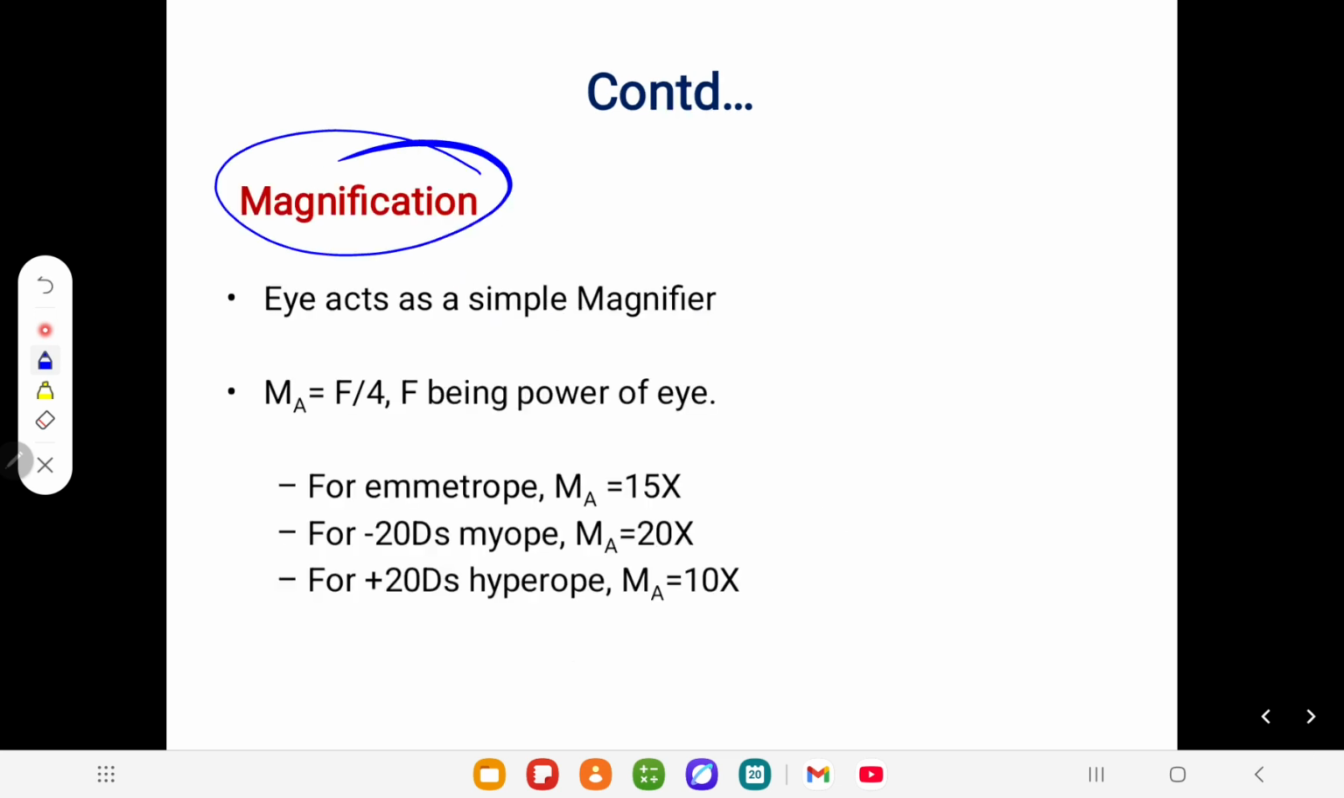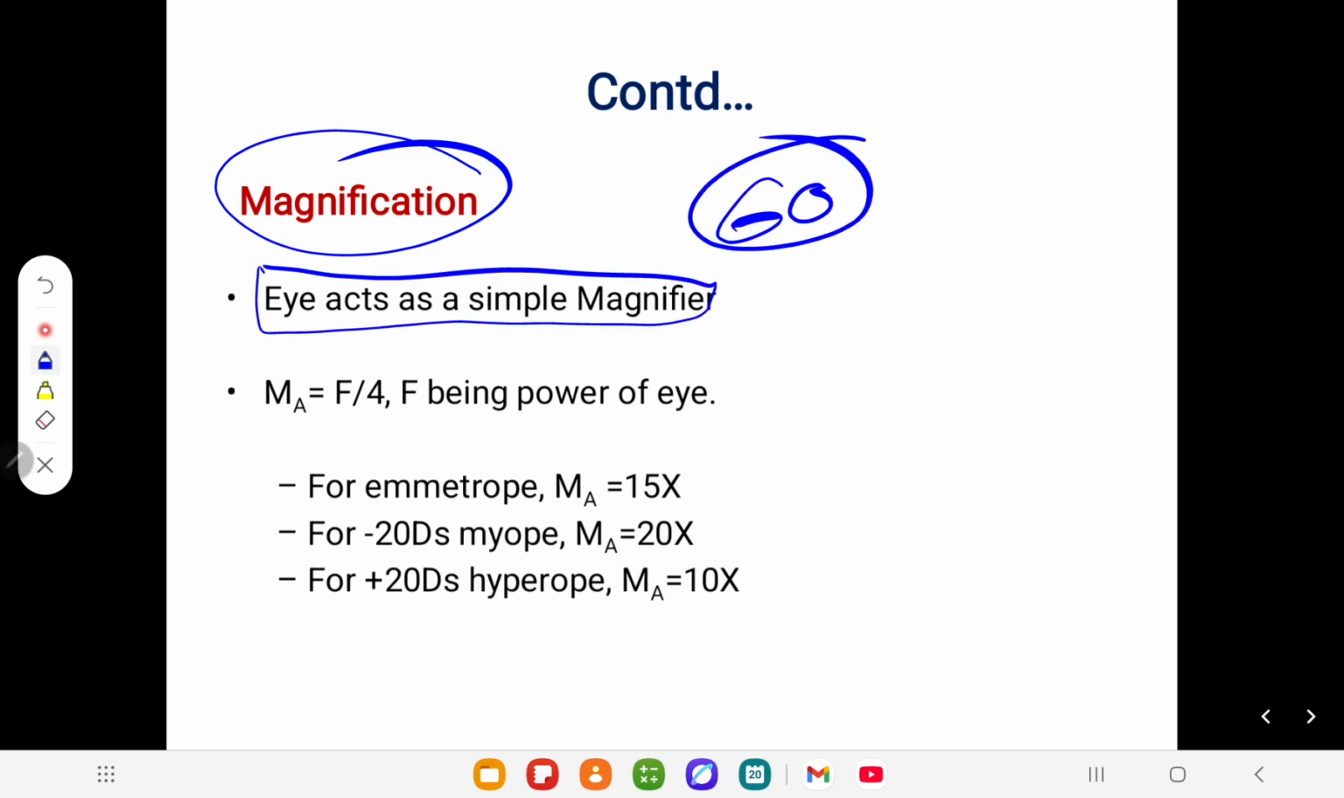So then magnification. Why magnification 15 times? That is always a question. Just see, don't worry about it. It's very simple. The eye itself has a power of 60, and the eye acts as a simple magnifier. Then we have the formula F by 4. If 25 centimeters is the least distance of distinct vision, then 60 divided by 4 is always 15 times. If we talk about myopia, then definitely power goes higher and magnification goes higher. And if we are talking about hyperopia, power goes down, then magnification goes down.